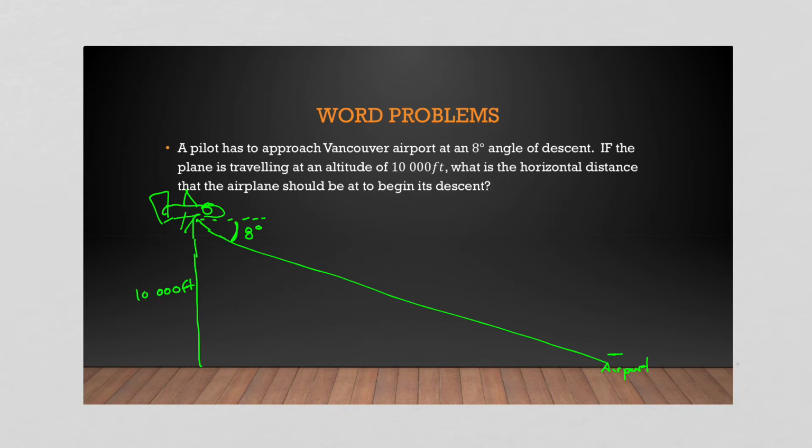Well, if that's 8 degrees and this whole thing here is 90 degrees, well then this bit here is the angle we can use, 90 minus 8, which gives us an angle in our triangle of 82 degrees. So now we have a triangle with an angle inside of it. So we have the angle, we have the adjacent side, and we want the opposite side, right? We want to know how far away horizontally the airport was. So opposite and adjacent means tangent.